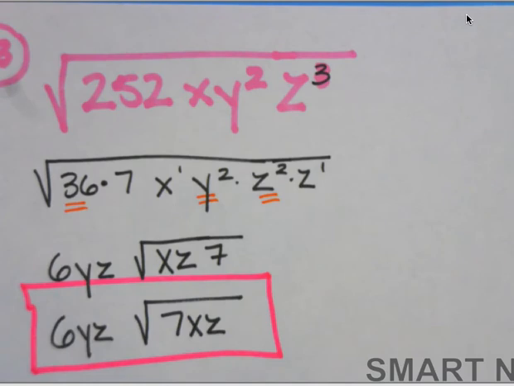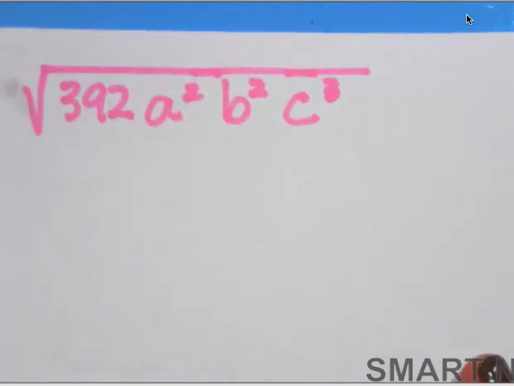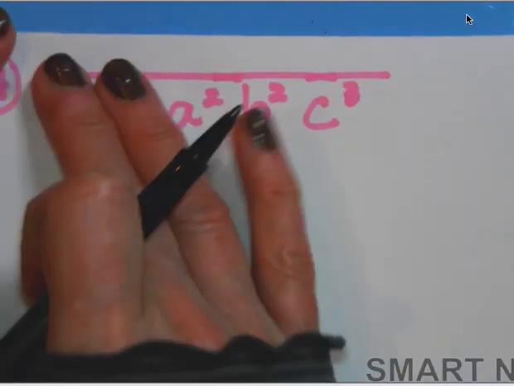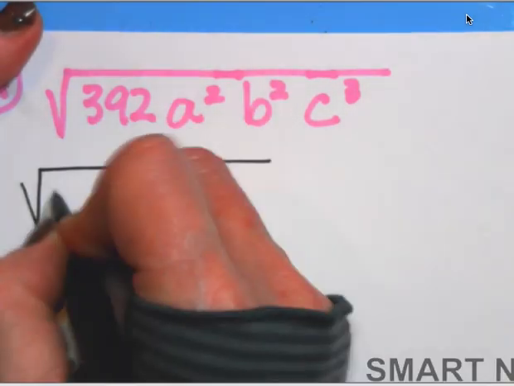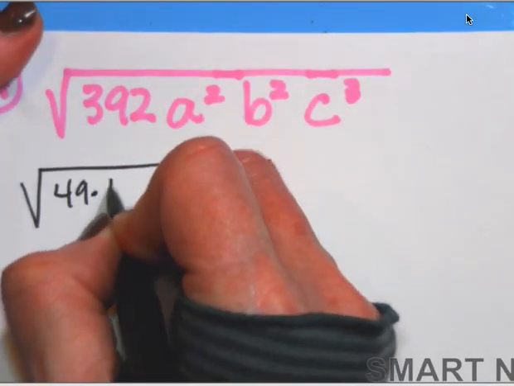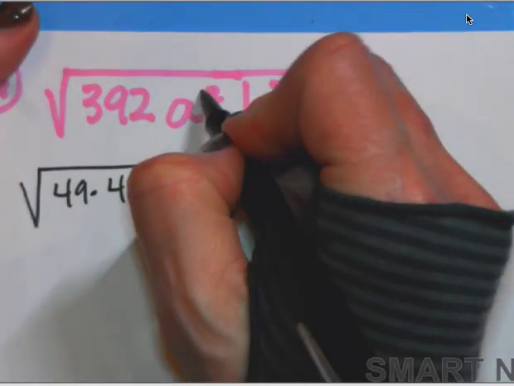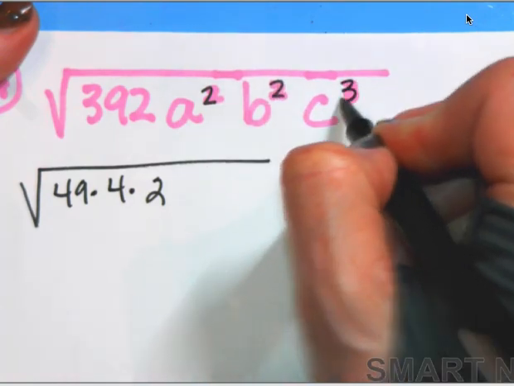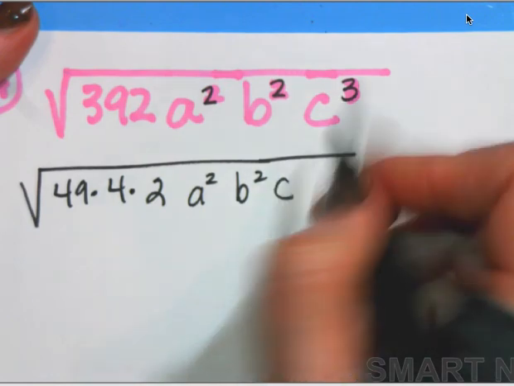And let's do number 24 together before I end the video. So number 24, let me fold my paper. Number 24, 392 is 49 times, okay, yeah, I had to break this down. Okay, so 392 is 49 times 4 times 2. That's how I broke it down when I did it by myself. I've got a squared, b squared, c cubed. A squared, b squared, and then c cubed, 3 minus 1.